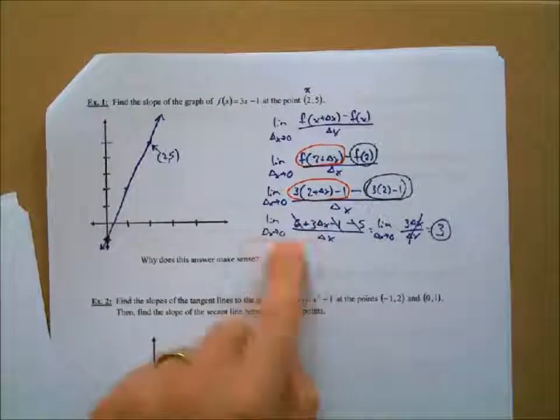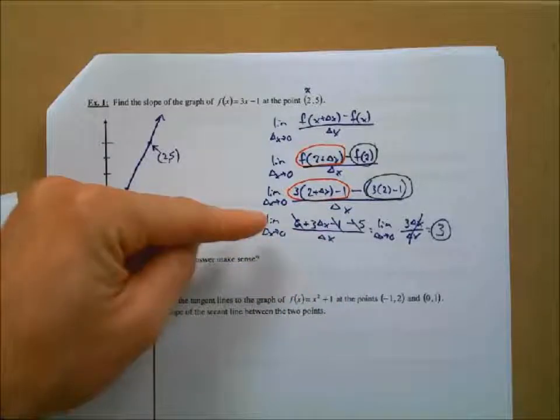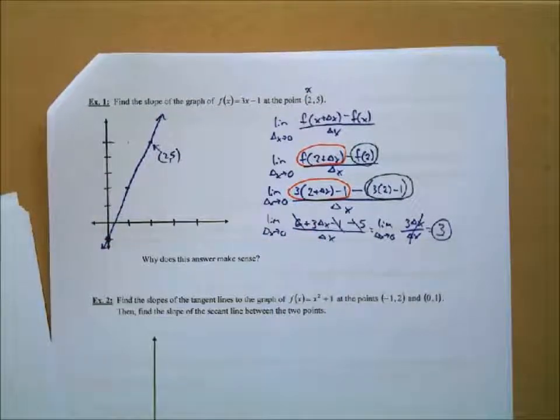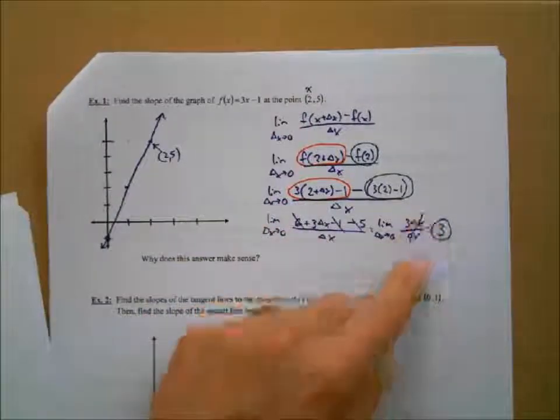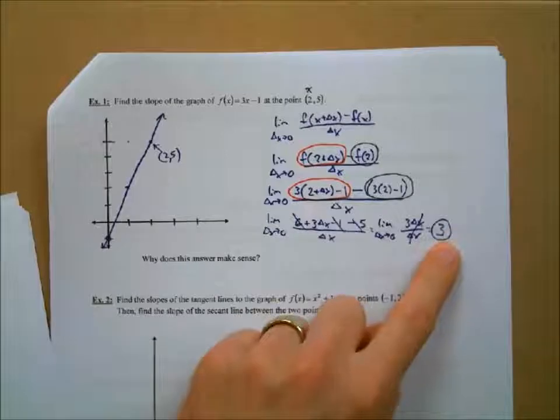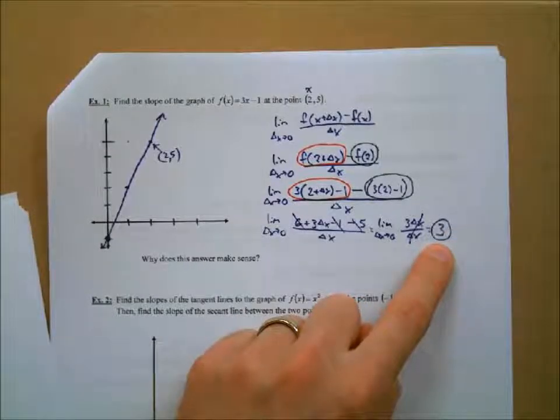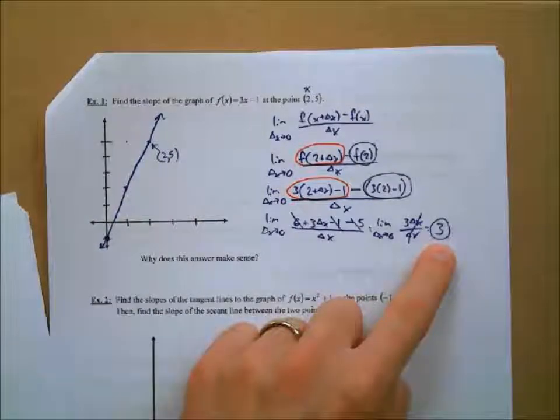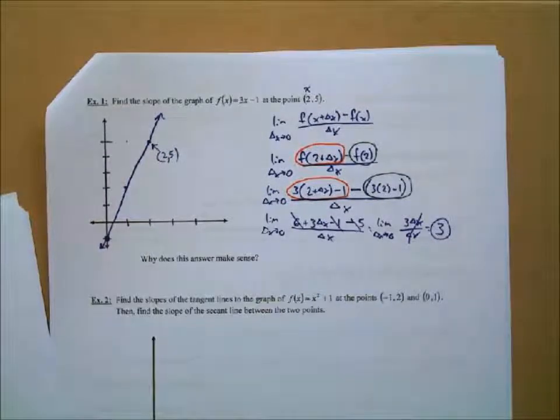Now, we could have, at any point prior to this step, evaluated the limit by plugging in 0 for delta x. But the problem is, if I had plugged in 0 for delta x at any of these previous steps, we would have ended up with 0 over 0. Now that we used our limit strategies here, and the delta x is eventually canceled out, we were able to evaluate this, and it's just 3. So the slope of the graph of this function is 3 at the point 2, 5. Why does this answer make sense?